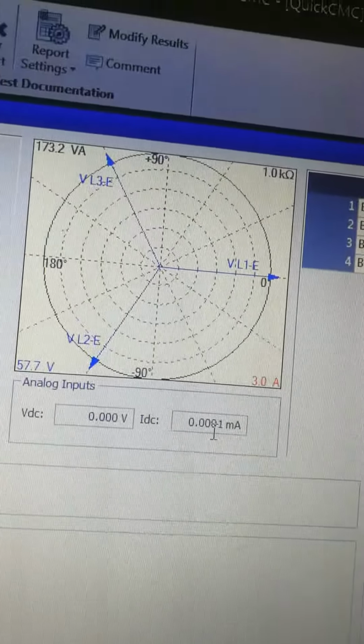This is the measurement. Also, I want to again hint that I am injecting rated voltage.